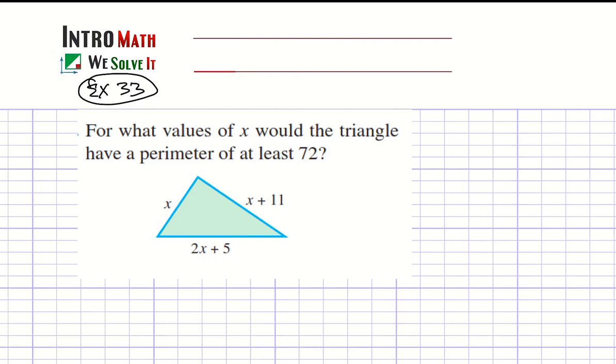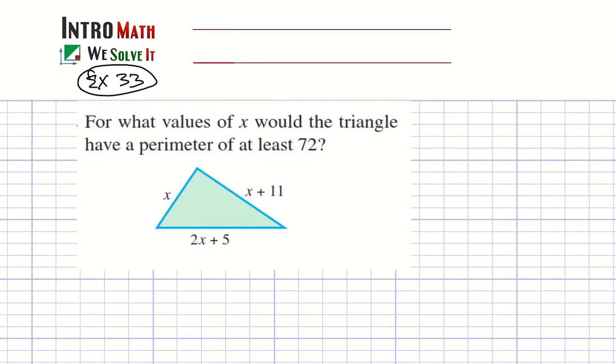He says, for what values of S would the rectangle have a perimeter of at least 72? You see the same thing, at least 72. That means 72, I'm sorry, that means 72 or more. So that can be represented like this: greater than or equal to, 72 or more. Yeah, 72 greater than something, okay?